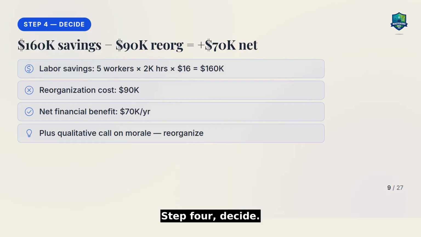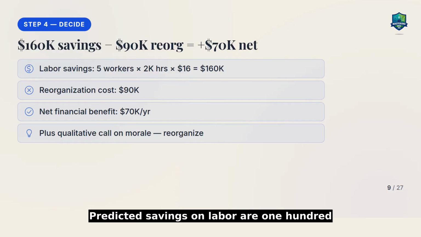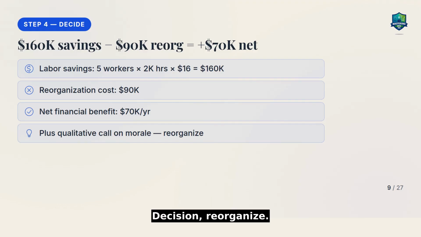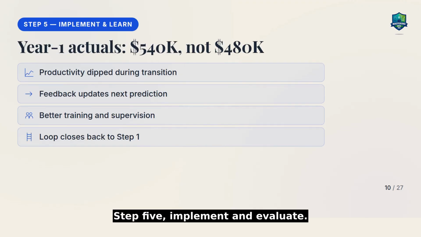Step 4. Decide. Predicted savings on labor are $160,000. Reorganization cost is $90,000. Net financial benefit $70,000 a year, plus the qualitative flag on morale, which managers judge to be temporary. Decision: reorganize.